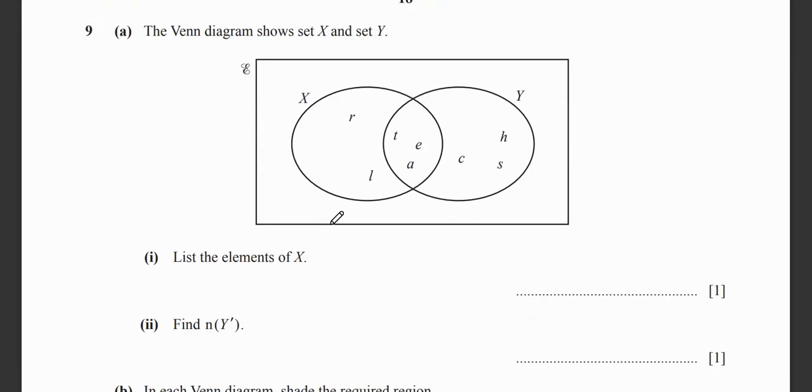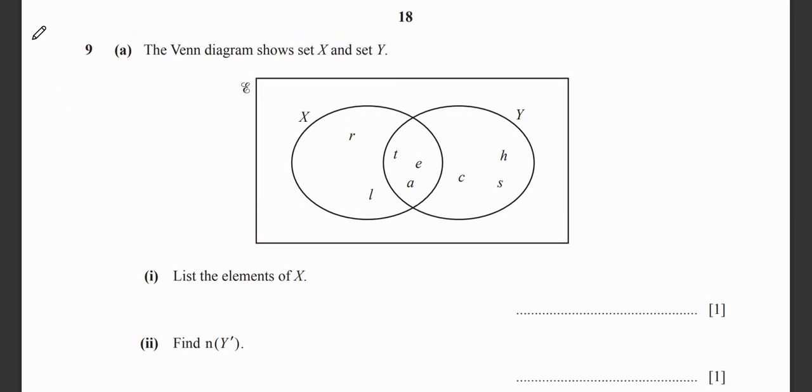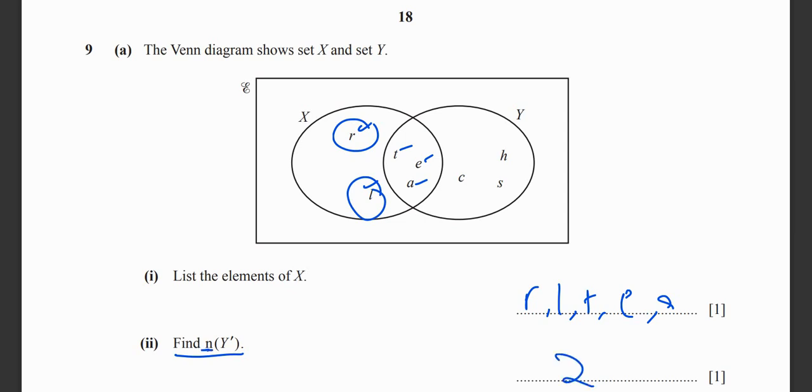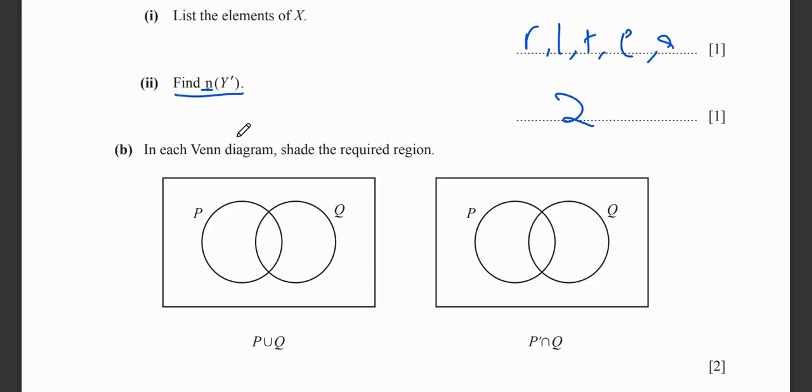Moving on, I have to list the elements of X. Alright, so look, R, L, T, E, A. So I'll just write R, L, T, E, A. Make sure you guys add commas. Next point it says find n(Y complement). Y complement means all excluding Y, so there are just 2. Since it says n, I will write that there are 2 letters.